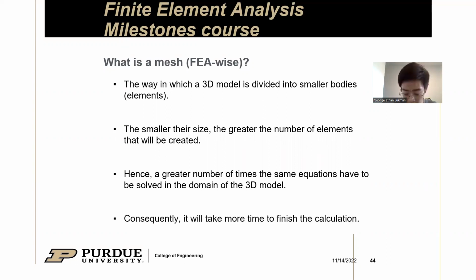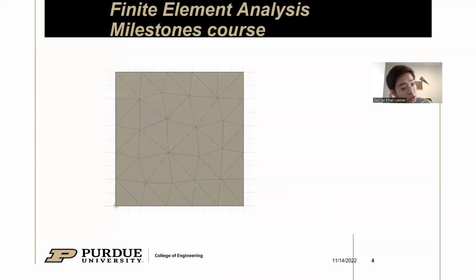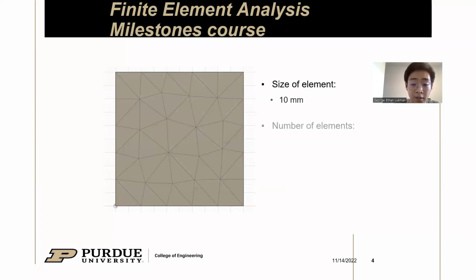So, as I said, it'll take longer to finish, but you'll get a more accurate result, right? Let me visualize this for you. Here we have a 10 millimeter element, and it looks like just a cube because it's a square, right? There are six sides in a cube and it's 10 millimeters. So what that means is each line over here is going to be 10 millimeters long.